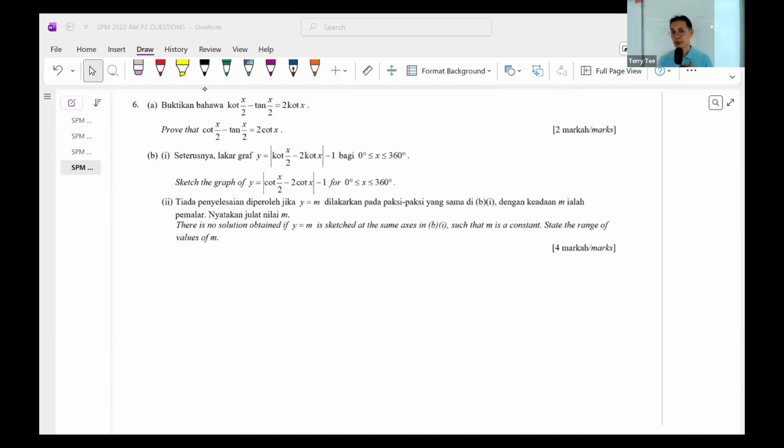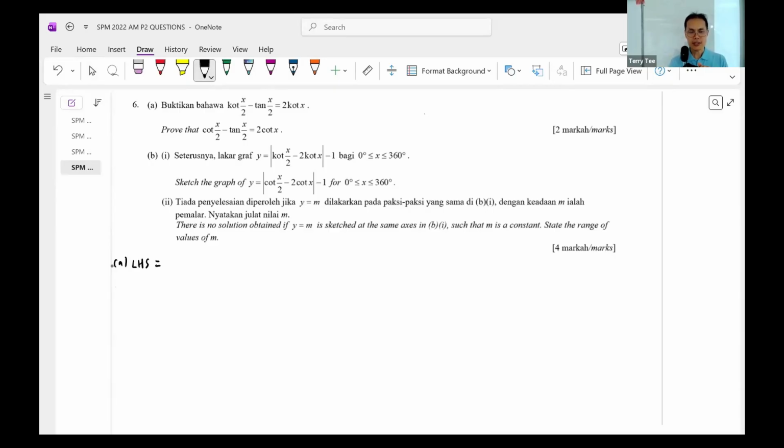Right, so this is Form 5, Chapter 6, Trigonometric Function. First part, prove that cotangent x over 2 minus tangent x over 2 is 2 cotangent x. Okay, we start from the left-hand side. We always start from the side with more number of terms.